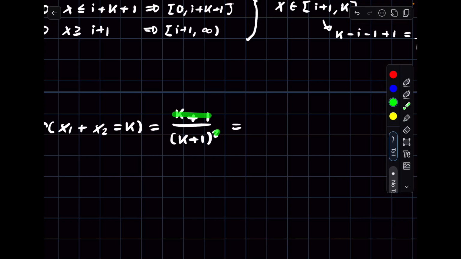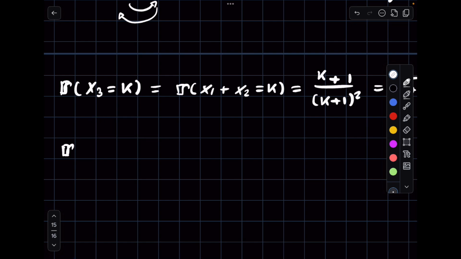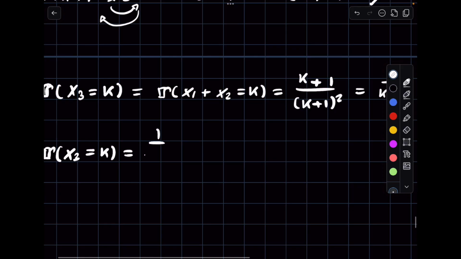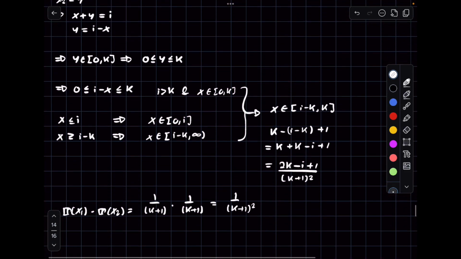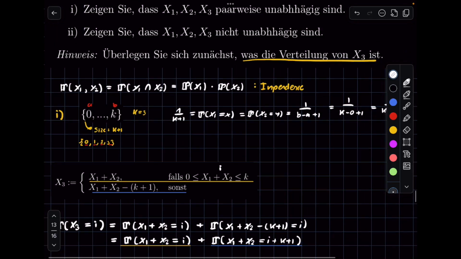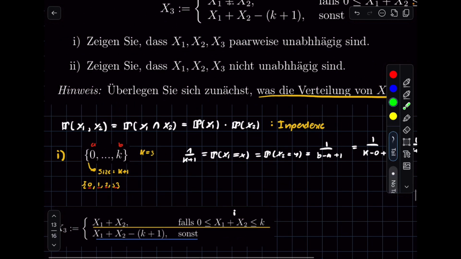So as you can see, this and this are pretty much the same. So we can do 1 over K plus 1. So at the end, we have finally found that x3 equals K has probability 1 over K plus 1. So that's the most important part of the exercise, actually. The actual proof is not that difficult. So then now we want to prove the pairwise independence, right? The pairwise independence, if you remember how I explained it earlier, it states this, with any random variable. So in this case, x3, whatever.